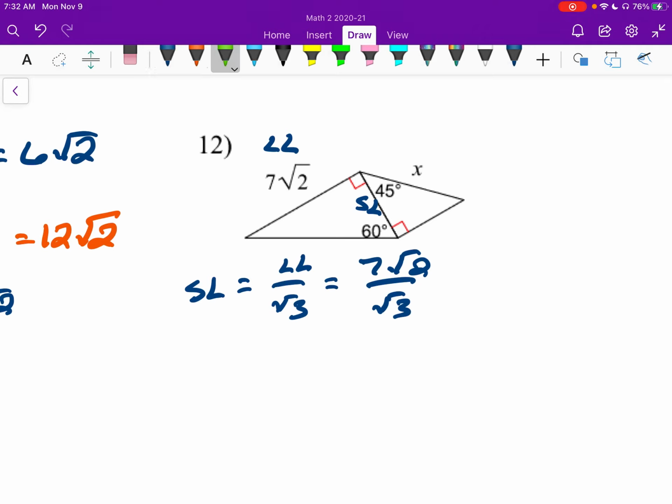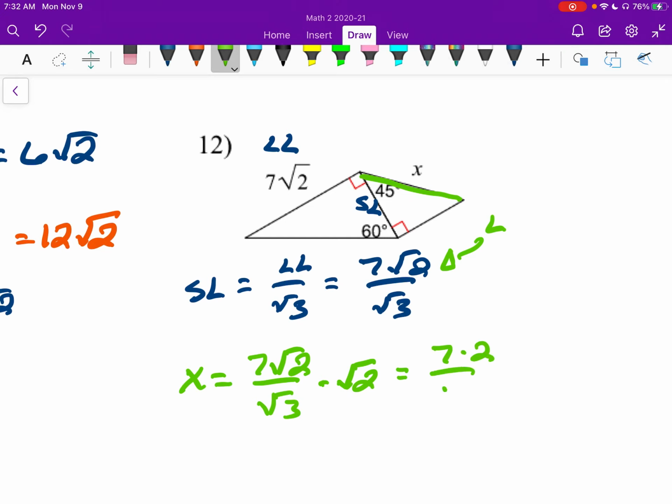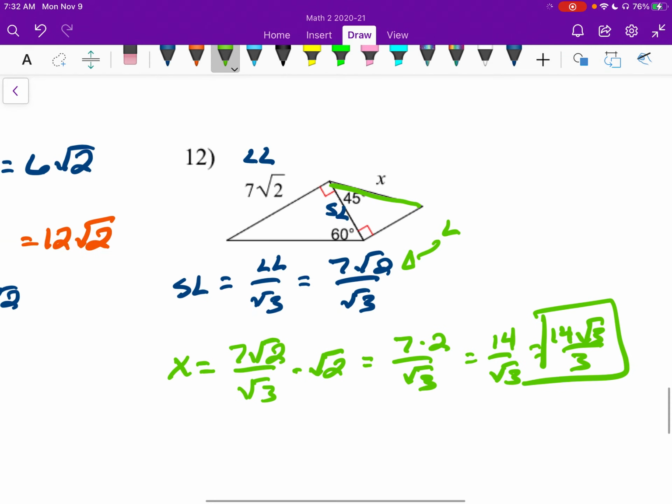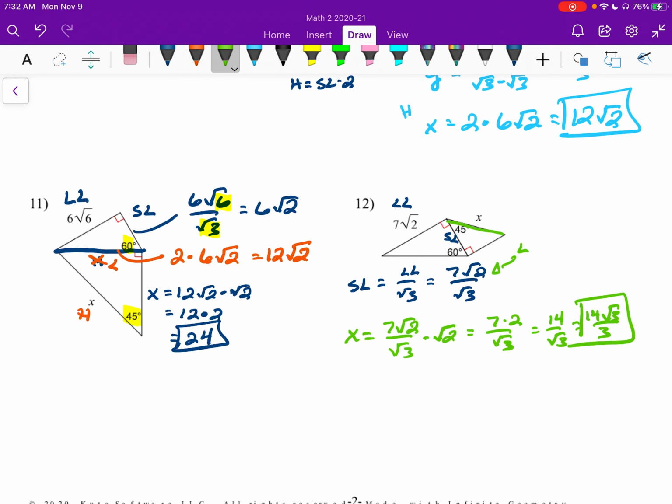So now our short leg here, this is really the leg of the 45-45-90 triangle. So x is going to be 7 root 2 over root 3 times root 2, right? Because I'm trying to get to the hypotenuse being x. This is the same thing as 7 times 2 over root 3, 14 over root 3, which is 14 root 3 over 3 whenever you rationalize. And there we are. All right, that's a multi-step triangle problem.